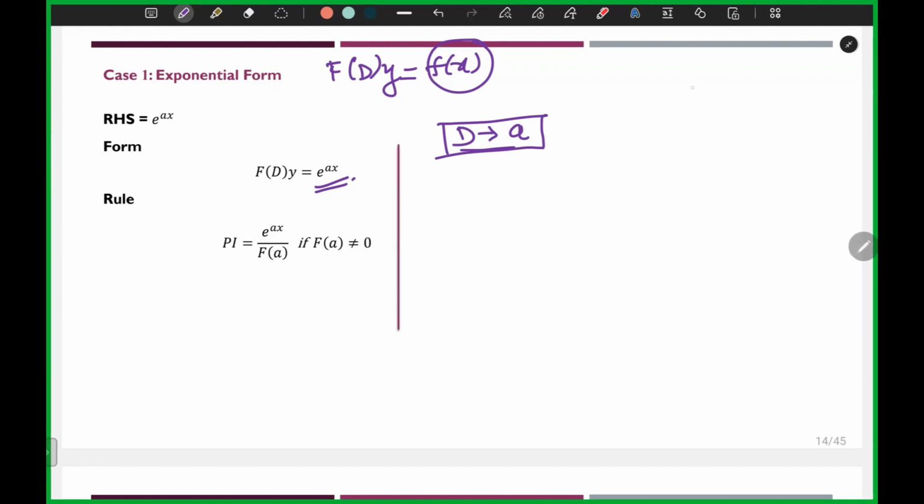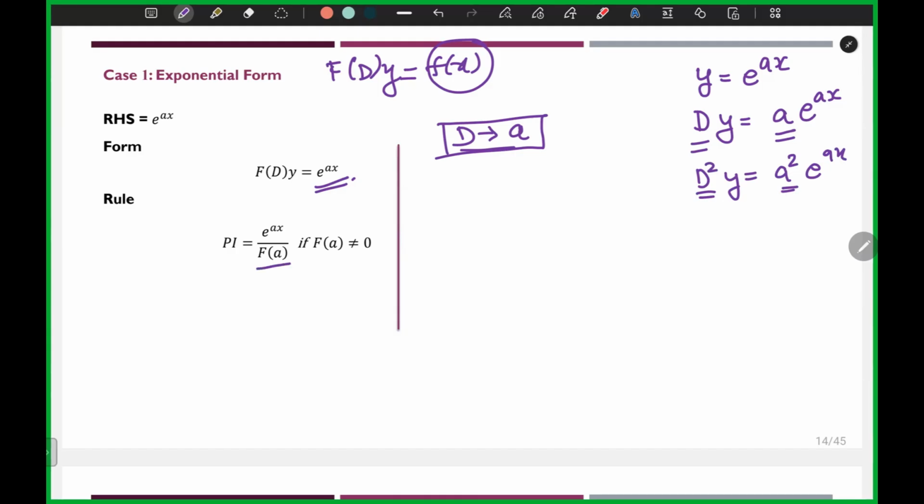Okay. So why do we do it like this? When we take y equals e to the power ax, D of y is nothing but a times e to the power ax. So we are simply replacing D by a here. I think everybody understands that. Also, D squared y will be nothing but a squared e to the power ax. So simply we can replace D by a.